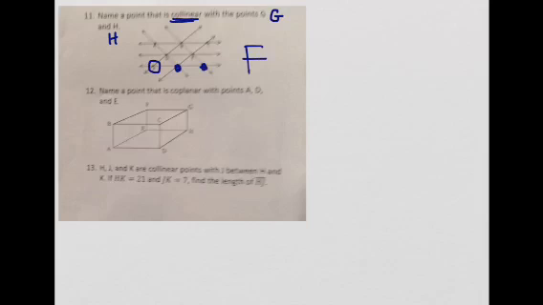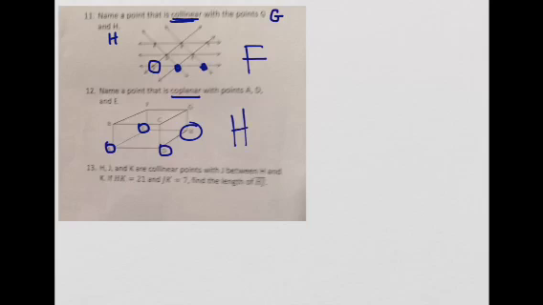Okay, number 12, name a point that is coplanar. Again, coplanar means points that are on the same plane. So A, D, and E. A is right here, D is right here, and E is right here. The only other point that's on that same flat surface would be this one right here. I believe it's H. Let me just check my paper. Yeah, it's H.